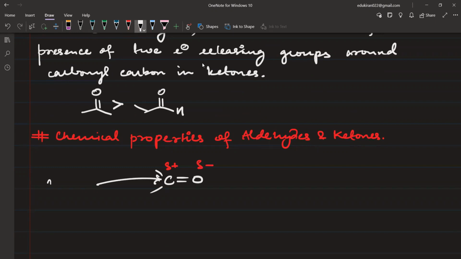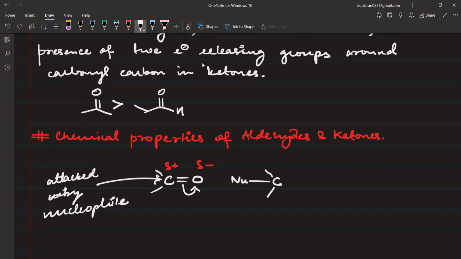It can be attacked by a nucleophile. If it is attacked by a nucleophile, this bond will break like this, and you are going to get carbon with some nucleophile added here, and then you are going to get O negative.